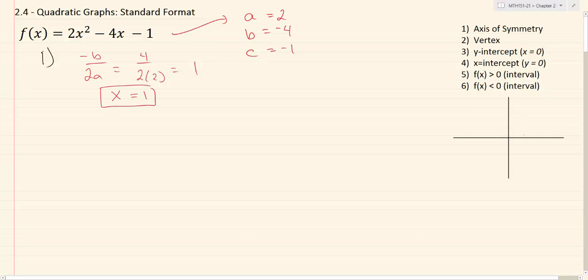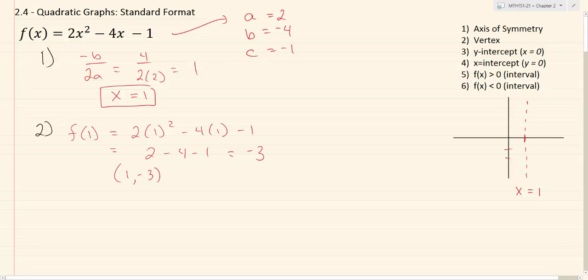And we could graph that by putting a tick at 1 and drawing a line like this. X equals 1. That's our axis of symmetry. On the axis of symmetry is where the vertex lies. And so for part number 2, in order to find the vertex, we're just going to take x equals 1 and we're going to plug it into our function. We're going to find f of 1, -3. So that means our vertex is at the point 1, -3. So down here, 3 units, 1, 2, 3, right there. That is our vertex, 1, -3.